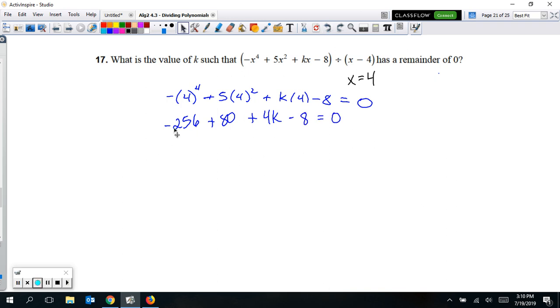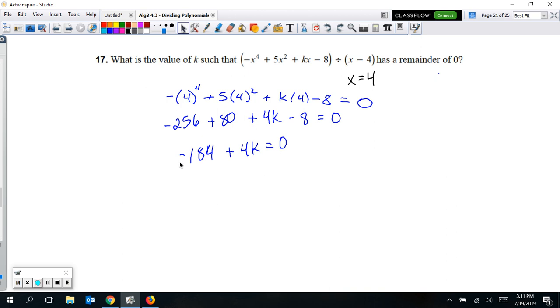And so now we're just going to combine some like terms here. We have these three numbers we can combine: negative 256, positive 80, negative 8. So we'll start off with 4k, and then negative 184. Negative 256 plus 80 minus 8 gives us the negative 184. And it's still equal to 0.